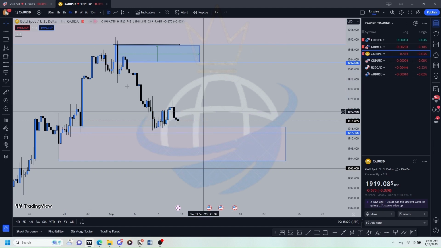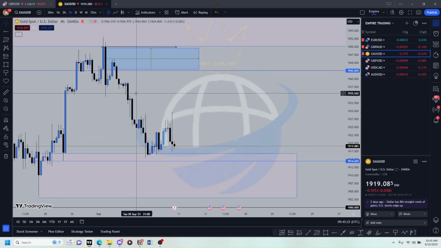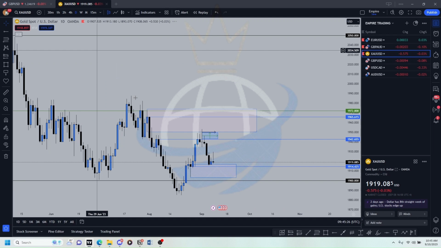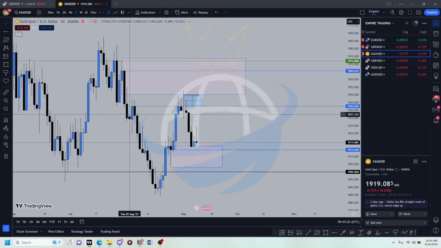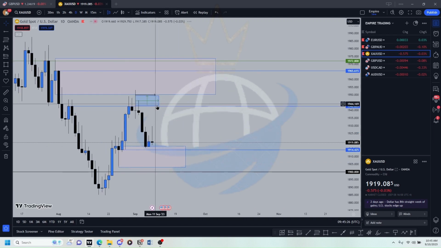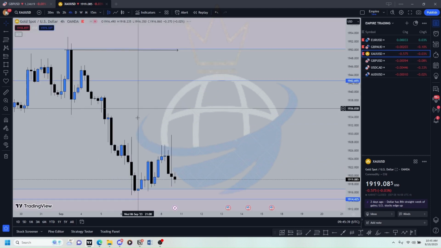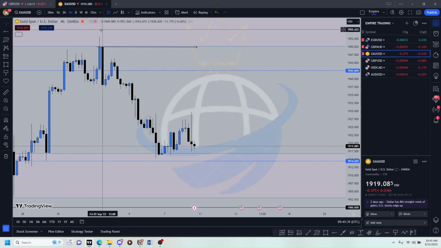This is gold. Now gold, we plotted out our daily supply, which was this whole area here, and market tapped into that area. So how do we join it? This trade was given in the group. I took this trade. This trade was a very big banger for me. So how did I join this trade? After market had tapped into the supply, it came down. Now it created a liquidity grab.